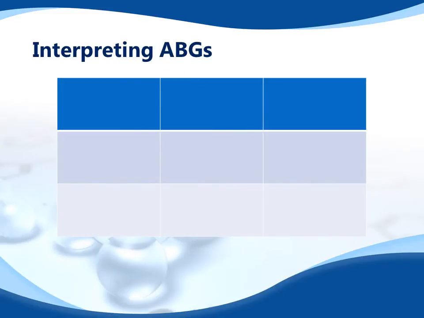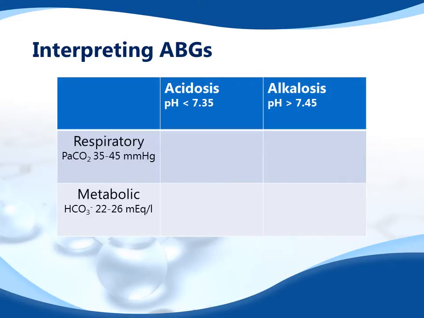This handy table is all you need to accurately interpret ABG values. First, draw your table and label your columns acidosis and alkalosis. I find it helpful to include the normal lab values here. Now label your rows, respiratory and metabolic, remembering that CO2 is the respiratory indicator and HCO3 is the metabolic indicator. Remember, CO2 is an acid and HCO3 is a base. Now you need to add your lab indicators.